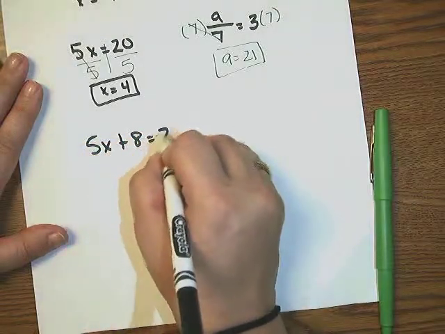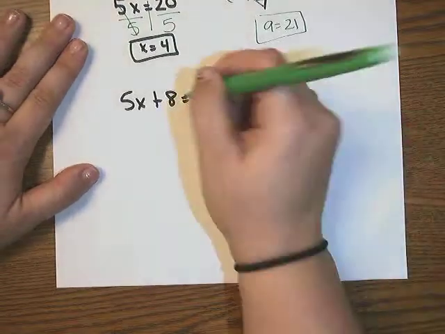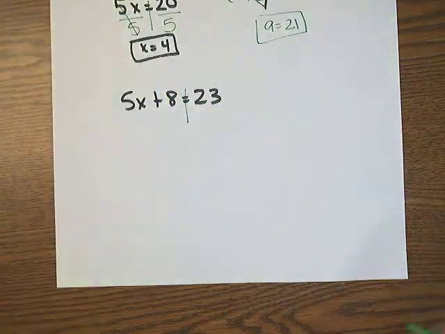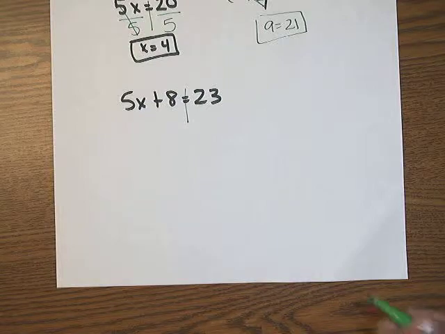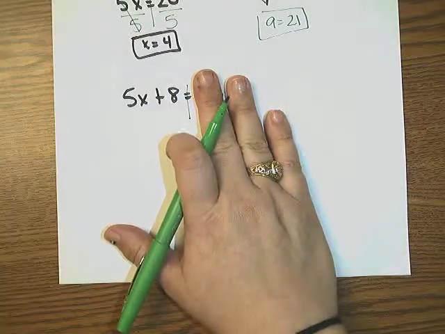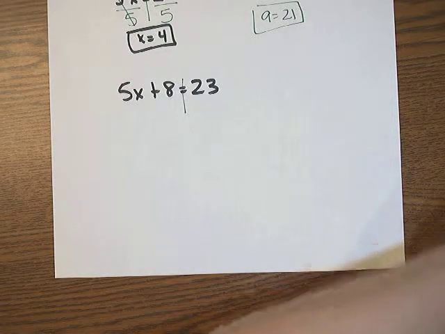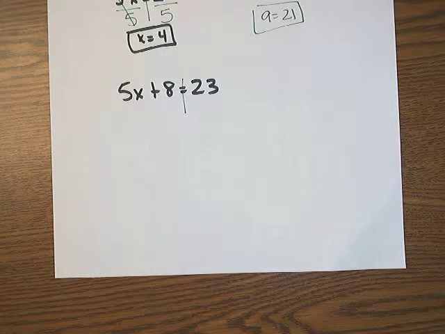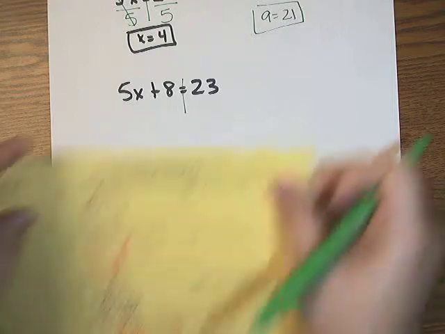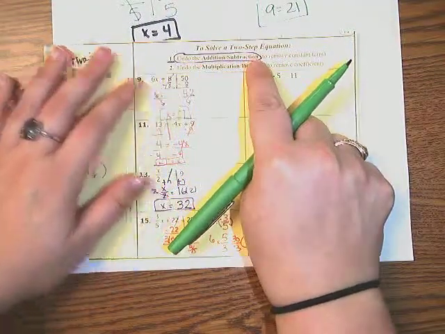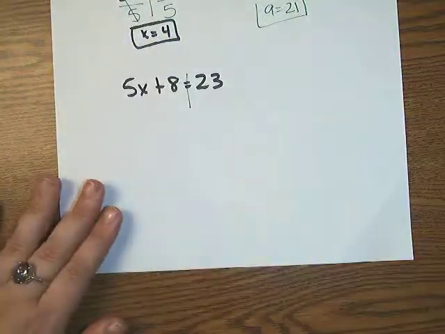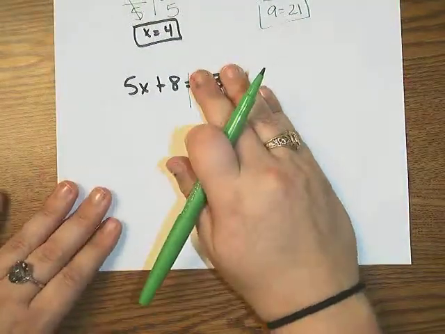So 5x plus 8 equals 23. I always want to draw my line first. Now I know we just learned this yesterday, so if you forgot, is it okay to use your notes? Yeah. Alright, on this side of the equal sign, what do I have? 5x plus 8. So I have some multiplication and some addition, okay? In our notes yesterday, what did it say the very first step was? On that yellow paper? What did it say? Undo the addition and subtraction first, okay?